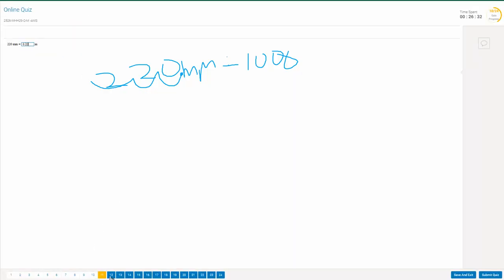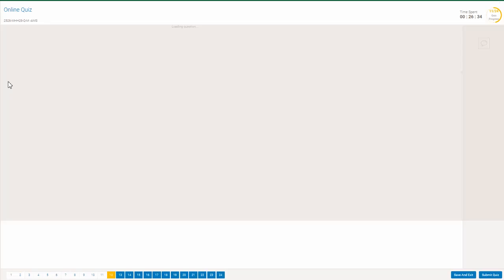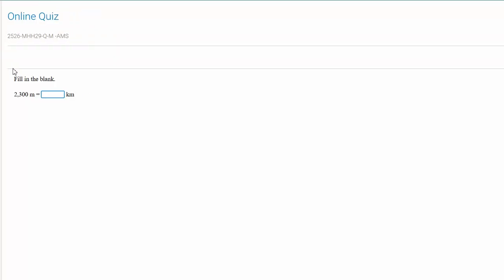0.22 is the answer. Remember, we divided. Why did we divide here? Because we went from a smaller unit to a larger unit. Let's go to the next one. Now, again, smaller unit to a larger unit. If you said division, you're right.